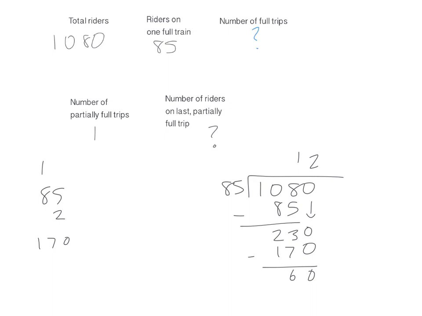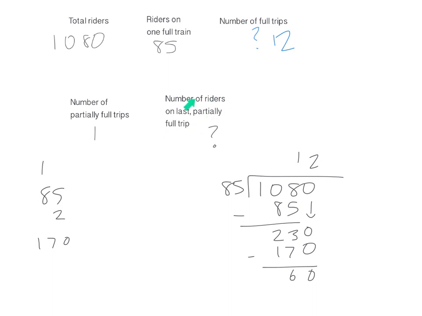Let's figure it out. Well, what did we figure out? This was the total amount of passengers on the train, and this was the number of people on a full train. So how many 85s went into here? How many full trains did we have? 12, okay? So that was actually the answer to not the final question, but a partial question. 12 full trips. So one partially full trip, so we know there was actually 13 total trips.